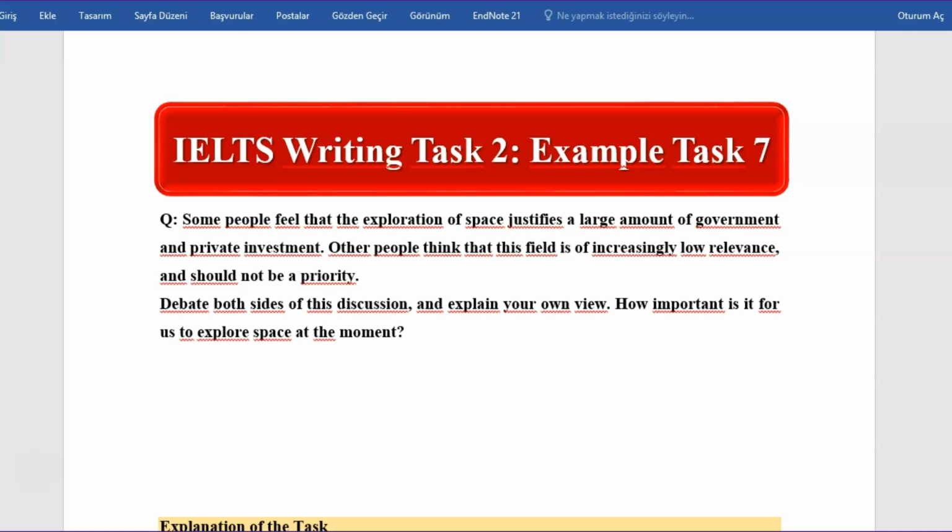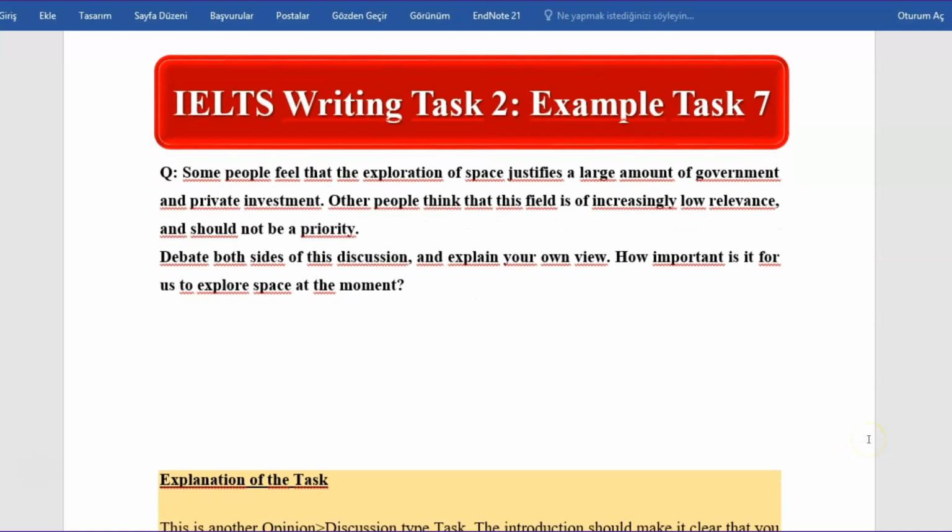Let's get started. Our question here is, some people feel that the exploration of space justifies a large amount of government and private investment. Other people think that this field is of increasingly low relevance and should not be a priority. Debate both sides of the discussion and explain your own view. How important is it for us to explore space at the moment?